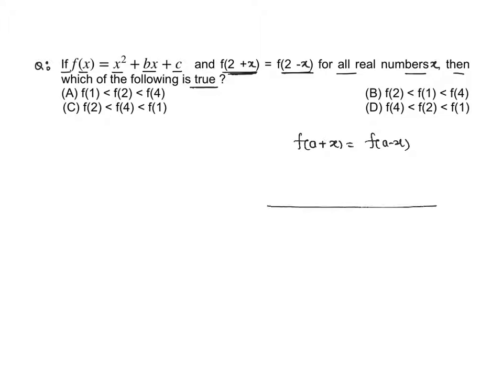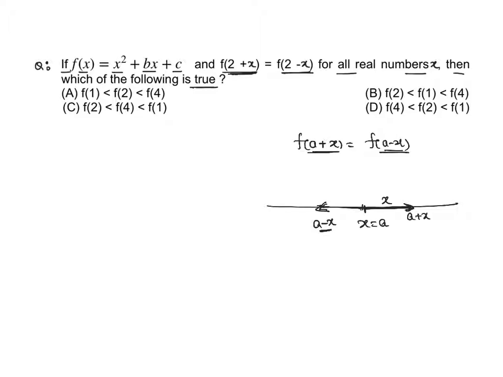If I take a point on the number line, x equals a. What is the meaning of a plus x? If x is positive, a plus x is the point x distance far from a on the right. Similarly, a minus x is the point x distance far from a on the left. So for any value of x you take, if you go the same distance from a to the right-hand side and left-hand side, the value of the function comes as the same.